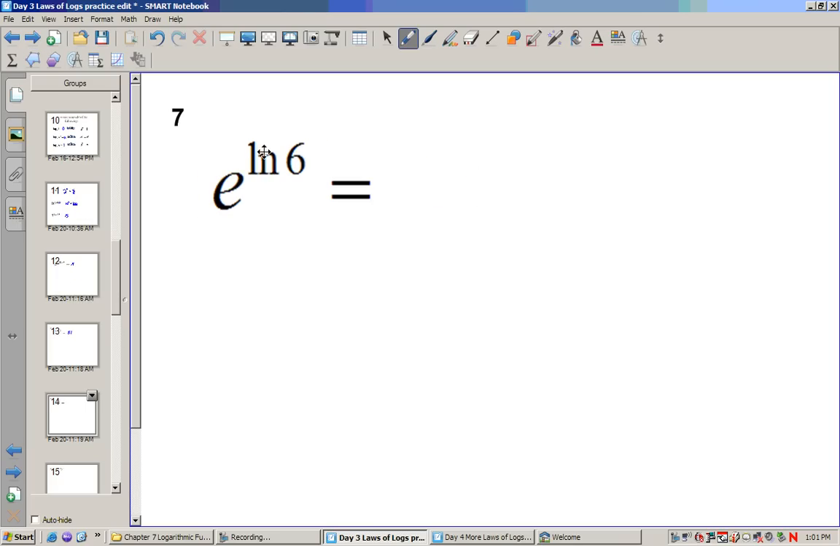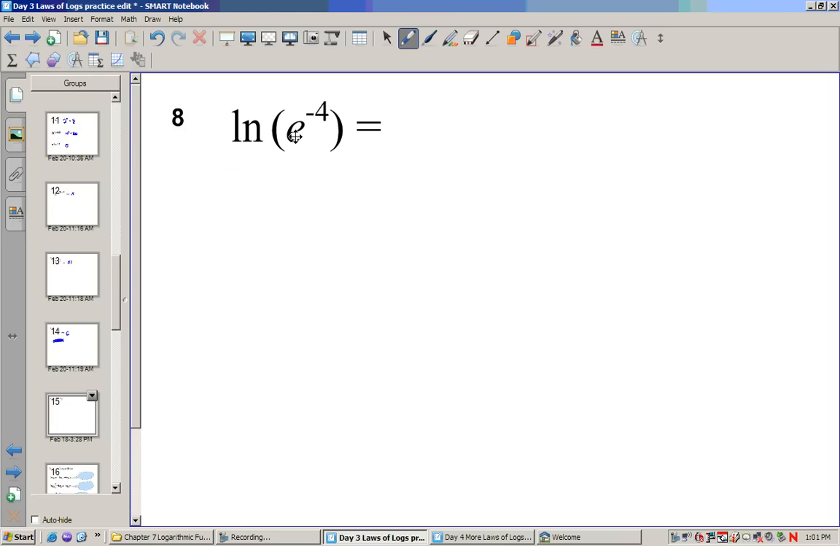e to the natural log of 6, it's saying e to which power is equal to the natural log of 6. Oh, no, it's not. It's saying this is the natural log, it has base e. So this would just be 6.